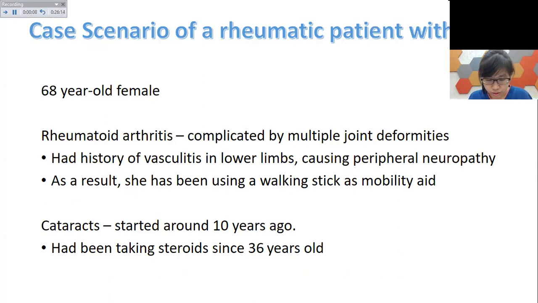Thank you, Dr. Ng. So we look at a 68-year-old female who has rheumatoid arthritis and complicated by multiple joint deformities. She had a history of vasculitis in the lower limbs causing peripheral neuropathy. As a result, she has been using a walking stick as a mobility aid. She also has cataracts since 10 years ago and has been taking steroids since she was 36 years old.